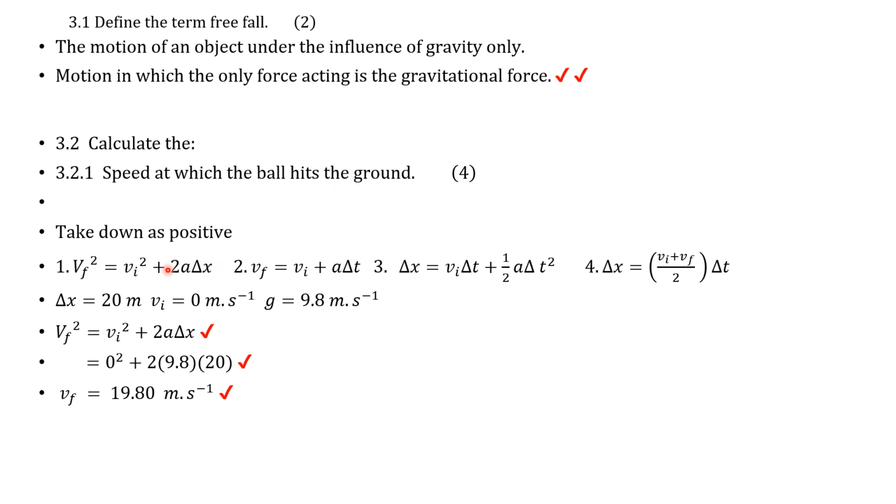Now there we use equations of motion, and we're always going to choose one equation that has all 3 items in plus the 4th one we want. So change of x, there we have change of x. A here represents gravity, which is 9,8 meters per second squared. I have initial velocity 0, and I want final velocity with which it hits the ground. So I can use the first equation, therefore Vf squared equals Vi squared plus 2 a change in x.